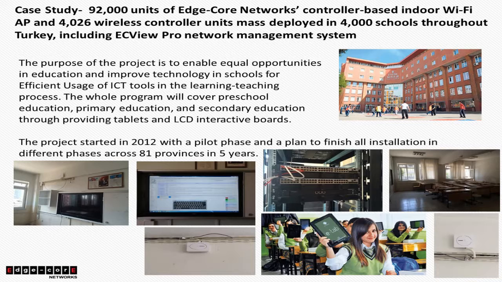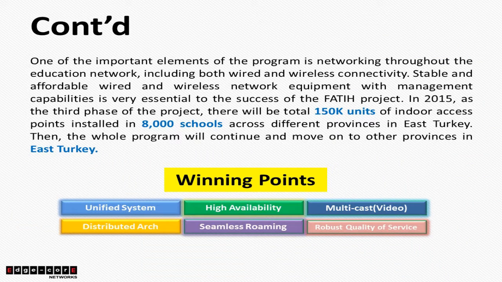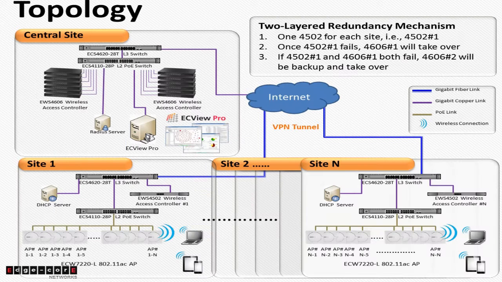So they need very robust roaming and multicasting because they will have high quality video streaming. This year, we will still try to get the next bid, and our winning points are a unified system, distributed and central management, very high availability design and multicast, the distributed architecture, seamless roaming, and very robust quality of service.